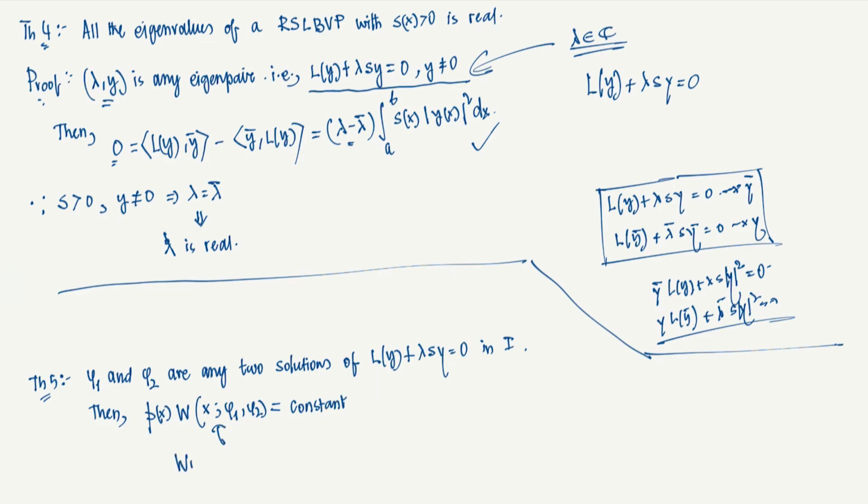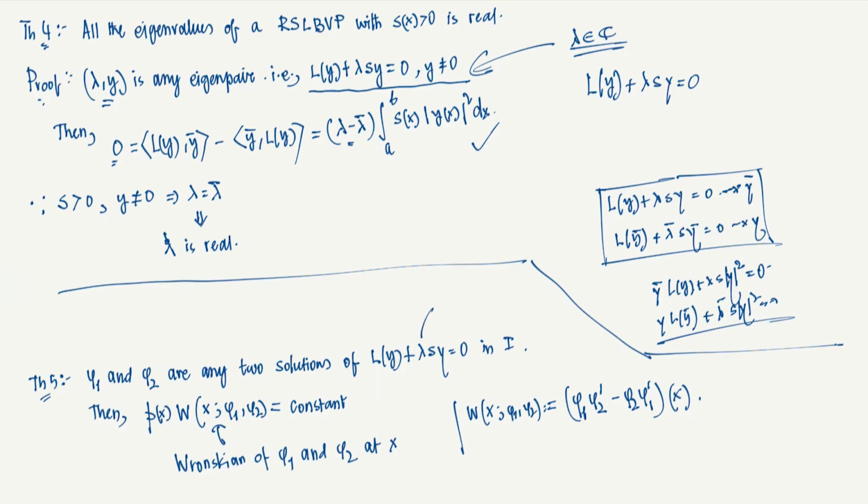This is basically the Wronskian of phi1 and phi2 at the point x. Is it okay? Yes. And if you remember, what is the Wronskian of phi1 and phi2 at the point x? The definition is this: it is phi1 phi2 prime minus phi2 phi1 prime acting at the point x. That's its definition.